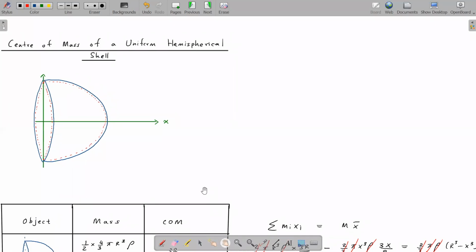All right, guys. So now we'll move on to the next part of the lesson. So the next one, you are going to learn how to find the center of mass of a uniform hemispherical shell. Okay, so how do we get the center of mass of a uniform hemispherical shell?